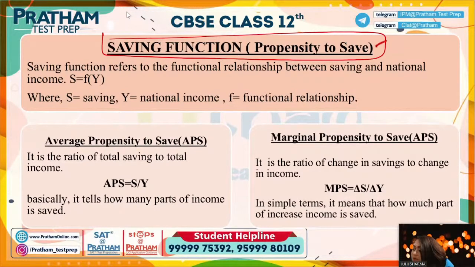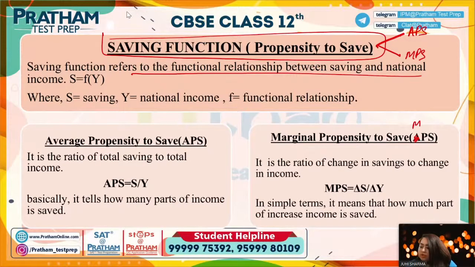अब ये भी आपकी दो तरीके की होती है, एक होता है आपका average propensity to save और एक होता है आपका marginal propensity to save, right? So what is saving function? मतलब आपका functional relationship है between the income and the savings. So saving function refers to the functional relationship between savings and national income.